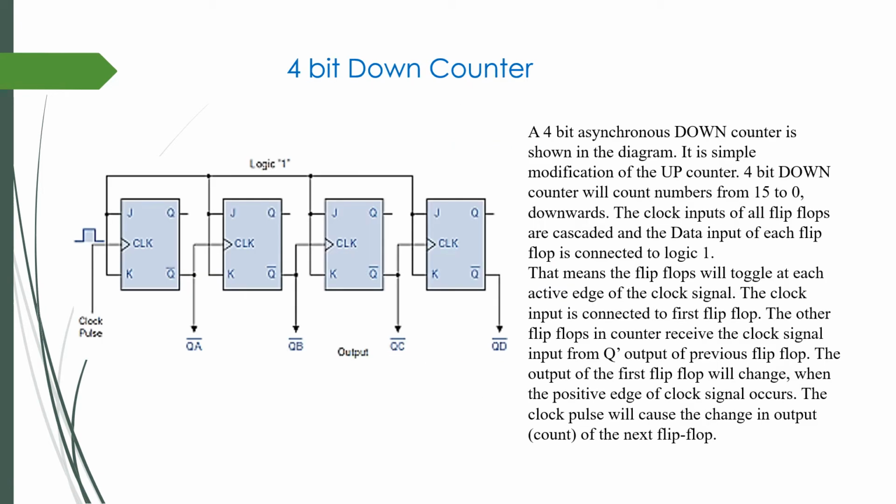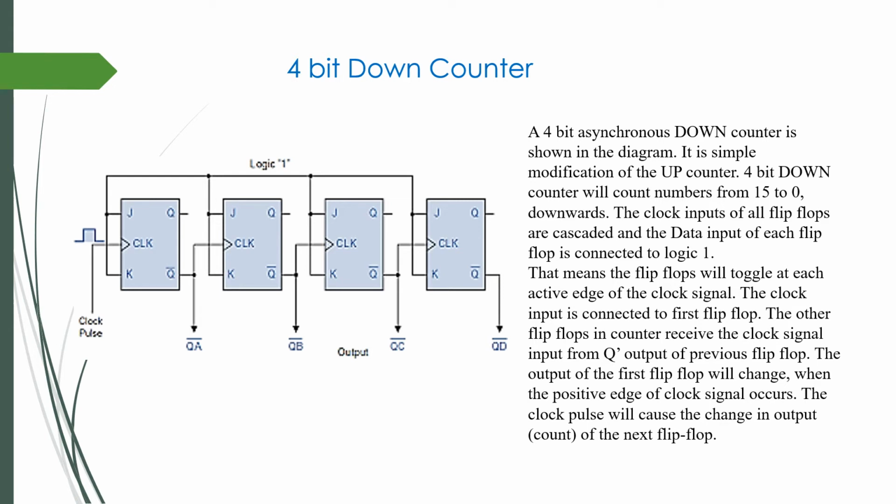A 4-bit asynchronous down counter is shown in the diagram. It is a simple modification of up counter. A 4-bit down counter will count numbers from 15 to 0 downwards. That means from binary number 1111 to 0000. The clock inputs of all flip-flops are cascaded and the data input of each flip-flop is connected to logic 1.